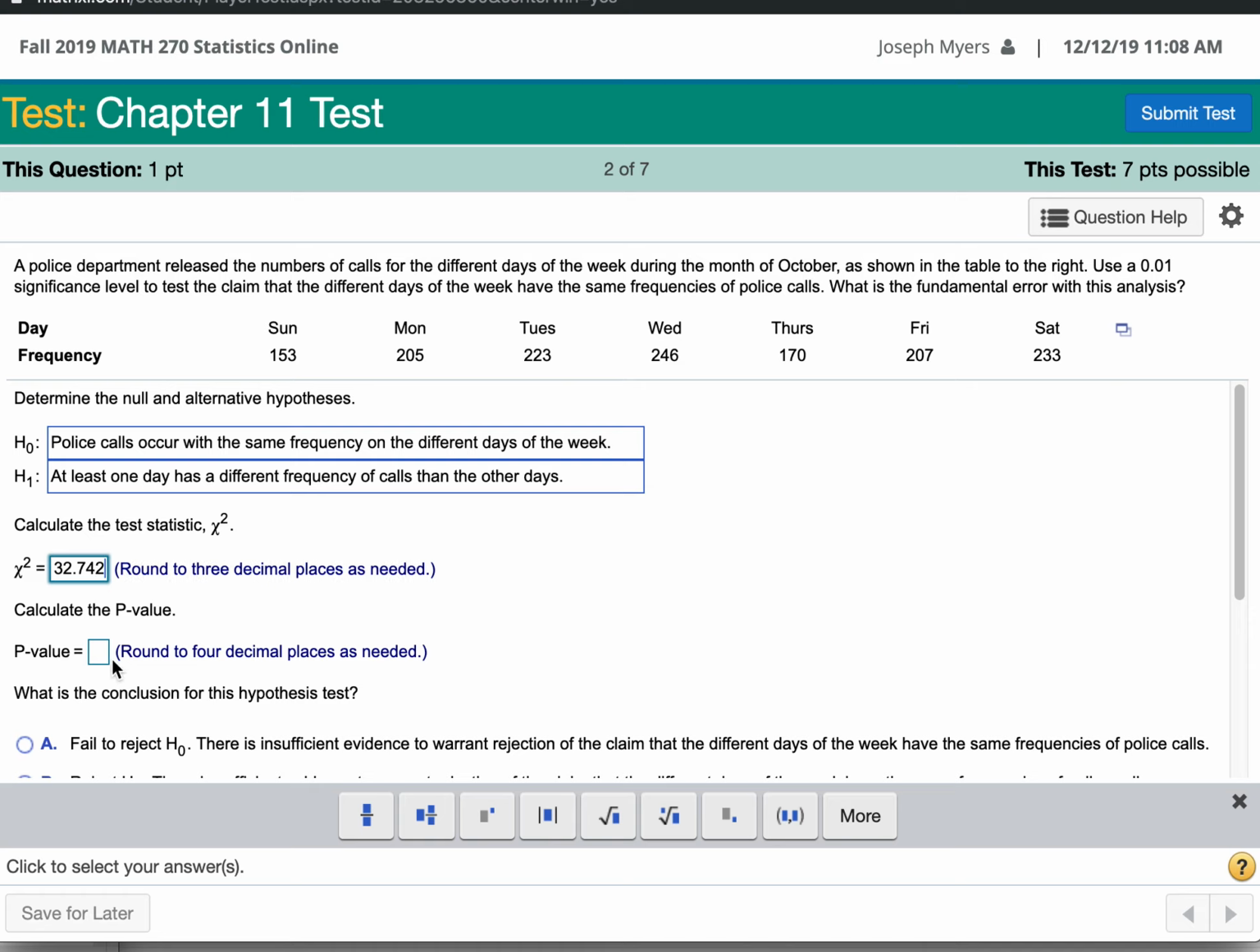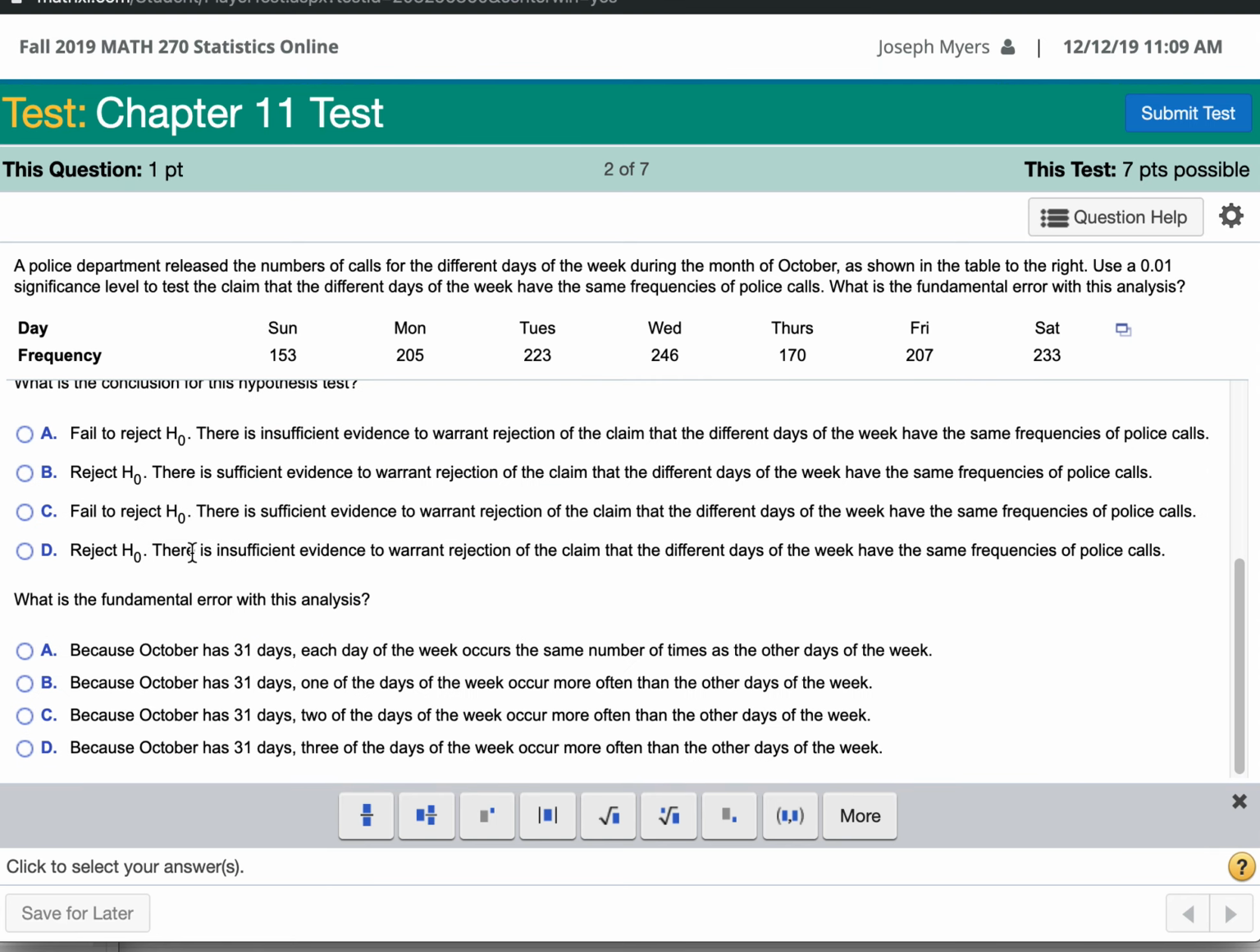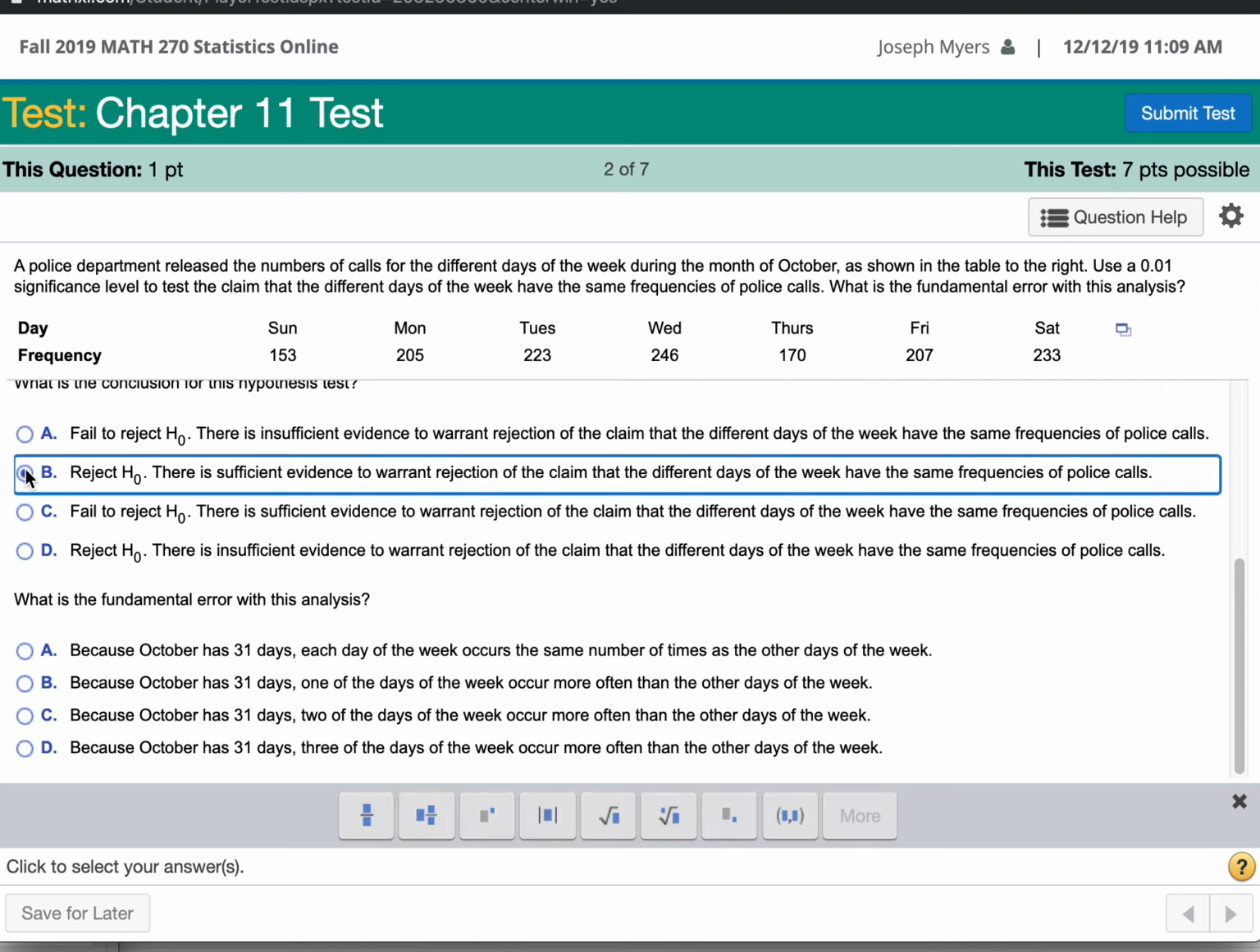Round that off to 3 decimal places, round this off to 4 decimal places, and the conclusion is that we will reject the null because there is sufficient evidence to reject the claim that they have the same frequency.